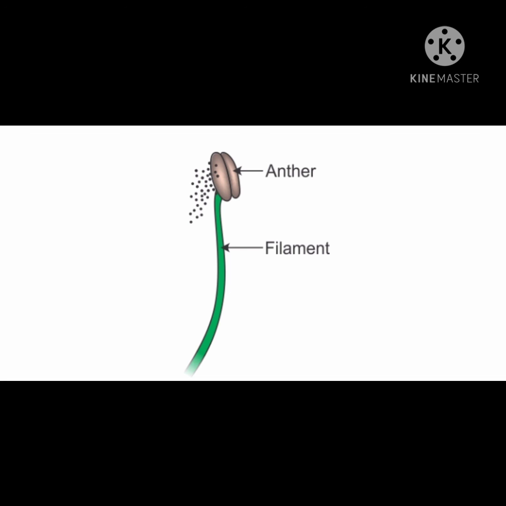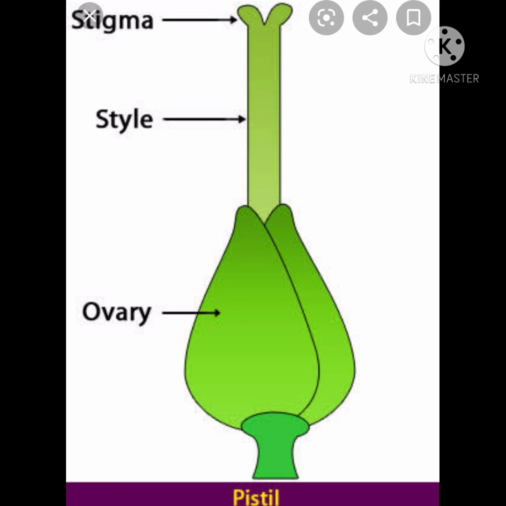Then the pistil, the female structure, consists of three important parts: a basal swollen ovary, a middle long style, and an upper stigma. Inside the ovary, we can see very small bead-like structures called ovules. Ovules are the female gametes or eggs. In sexual reproduction, the male and female gametes fuse to form a structure called a zygote.